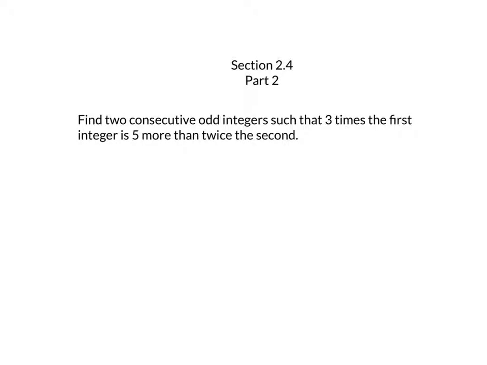Here's another example of a word problem. Find two consecutive odd integers such that 3 times the first integer is 5 more than twice the second. The very first thing to do is the labeling part, and the labeling part comes from the first part of this: two consecutive odd integers. I don't know what the integers are, so I'm going to say x is the first odd integer.